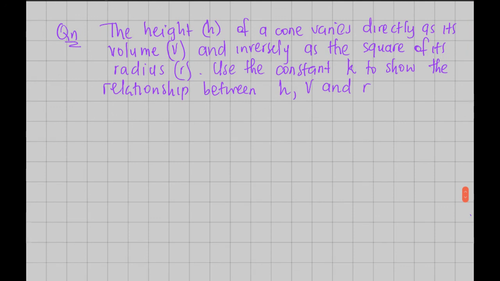Let's move on to the next one, which says the height of a cone varies directly as its volume and inversely as the square of its radius. So the height varies directly as its volume and inversely as the square of its radius. So it's like this: H is equal to KV over R squared. We are told to use the constant K to show the relationship, so we have solved this one.